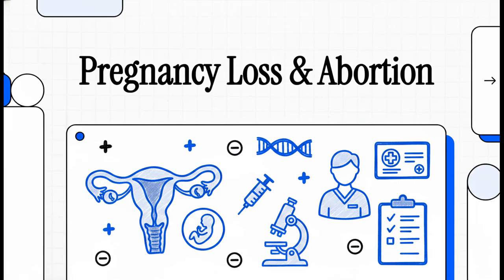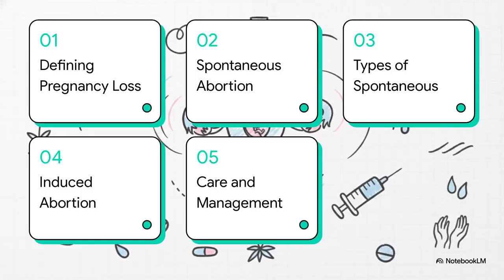Today, we're doing something a little different. We are taking a highly focused, purely medical look at pregnancy loss and abortion. By stripping away all the external noise and debates, we can really get down to understanding the biology, the terminology, and the actual healthcare protocols that medical professionals use every single day. Here is our clinical roadmap for today. We'll start by defining pregnancy loss, move into spontaneous abortion, cover the types of spontaneous abortion, explain induced abortion, and finally wrap up with care and management.